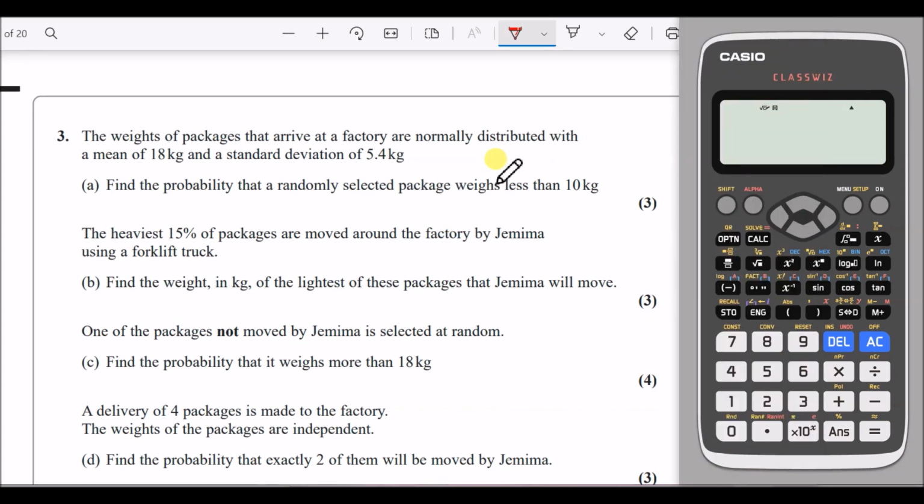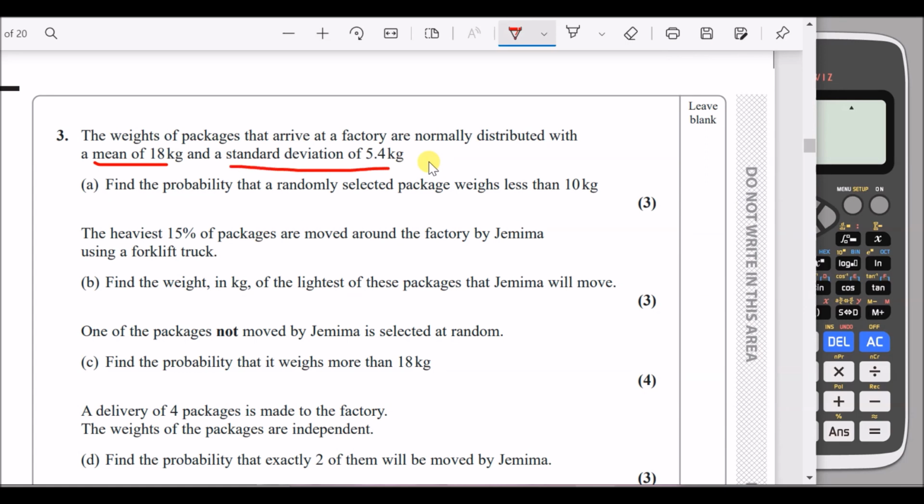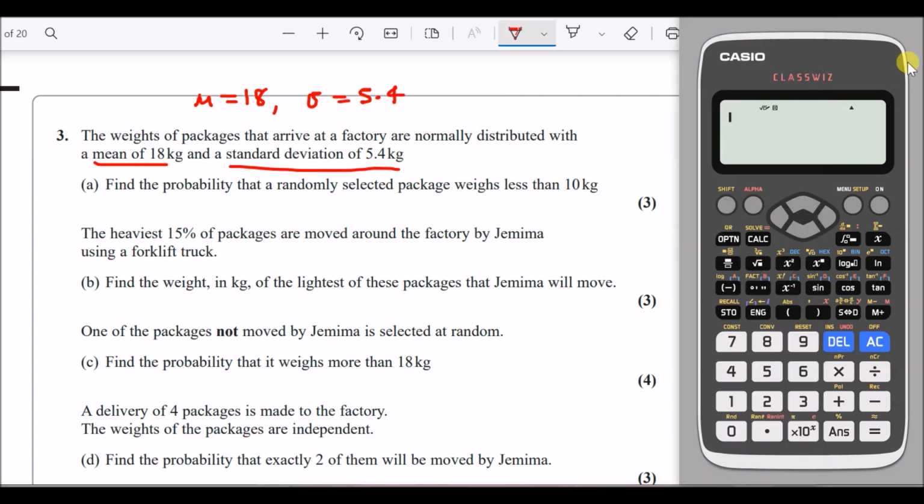Alright, so this is the part where we need to use a calculator, because with a calculator you can get a lot of these questions done. So let's check it out. Now, the weights of packages that arrive at a factory are normally distributed with a mean of 18 and a standard deviation of 5.4. So let's just note this down, yeah? So we're going to have mu, which is 18, and sigma, which is 5.4. Okay, so that's our mean and standard deviation symbols.